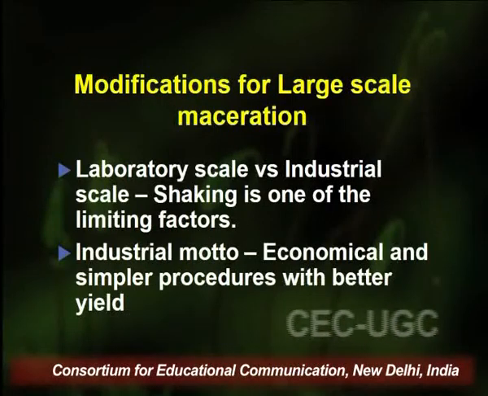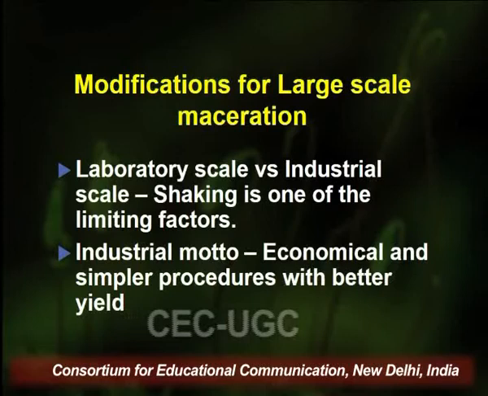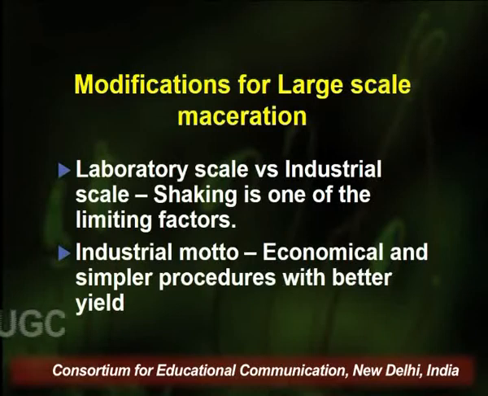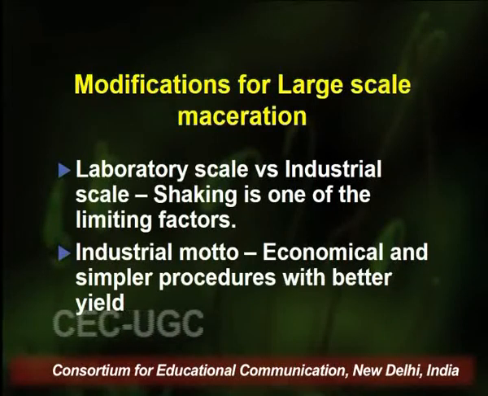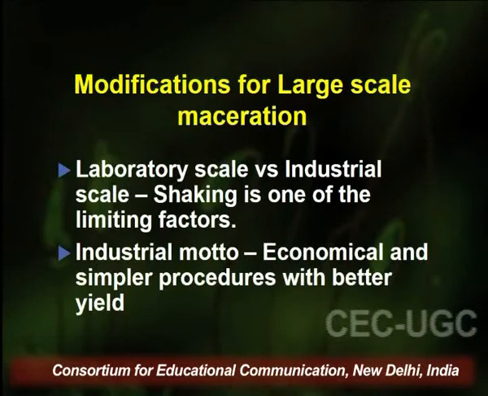Now we move on to the modification for the large scale maceration process, because in industry we are not dealing with 1 or 2 kg of drug. We have to extract the drug in terms of hundreds of kgs at the large or industrial level, and this is the major problem when it comes to shifting the process from the laboratory scale to the industrial scale.